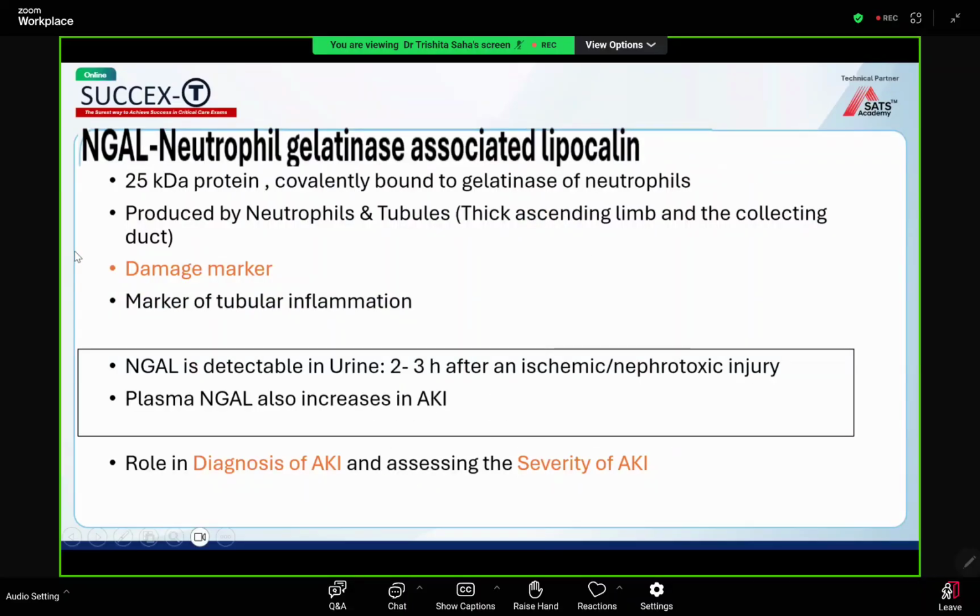Then you have to discuss a bit about NGAL also. It is a 25 kilodalton protein covalently bound to gelatinase of neutrophils, produced by neutrophils and tubules, mainly in the thick ascending limb and the collecting duct. It is a damage marker. It is a marker of tubular injury. NGAL is detectable in urine 2 to 3 hours after an ischemic or nephrotoxic insult. Plasma NGAL also increases in AKI. NGAL has a role in the diagnosis of AKI and in assessing its severity.